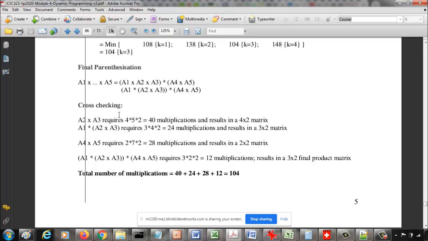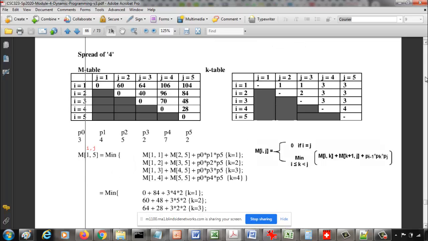And how many multiplications to multiply these two subchains? 3 times 2 times 2. So that's going to be 12 multiplications. So totally how many multiplications did we do? For A2, A3 we did 40 multiplications. To multiply A1 with the product of A2, A3 we did 24 multiplications. Then A4, A5 we did 28 multiplications. Then to multiply A1, A2, A3 with A4, A5 we do 12 multiplications. So add up all these numbers, 40 plus 24 plus 28 plus 12. That should come to 104, which is what you have from A1 to A5. That's the number of multiplications.